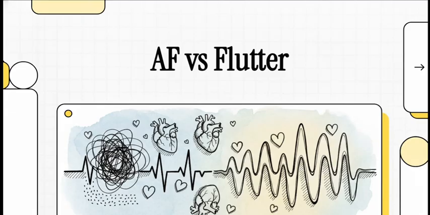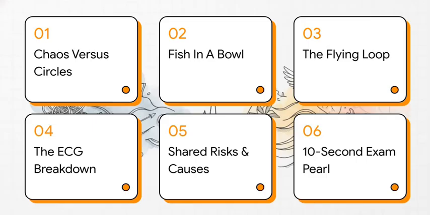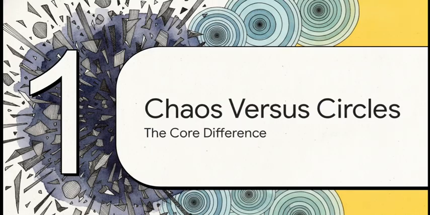In this comprehensive, longer format explainer, we're going to take our time and make decoding two of the most common arrhythmias, atrial fibrillation and atrial flutter, effortless. We're going to strip away all the confusion and replace it with two beautifully simple visual mnemonics. Here's our roadmap for today. We'll start with chaos versus circles, move on to fish in a bowl, and then the flying loop. After that, we'll hit the ECG breakdown, look at shared risks and causes, and wrap it all up with the 10-second exam pearl.